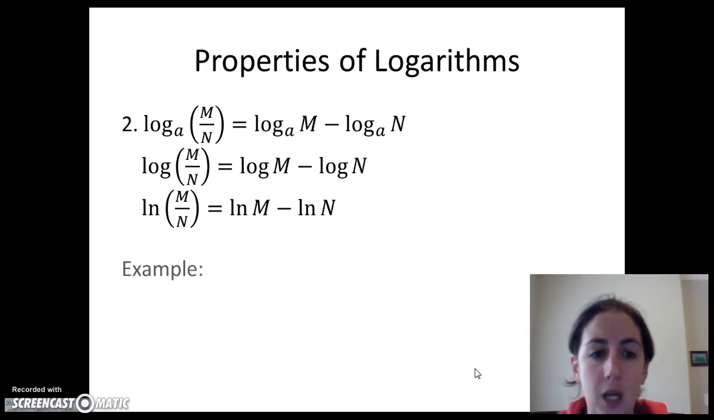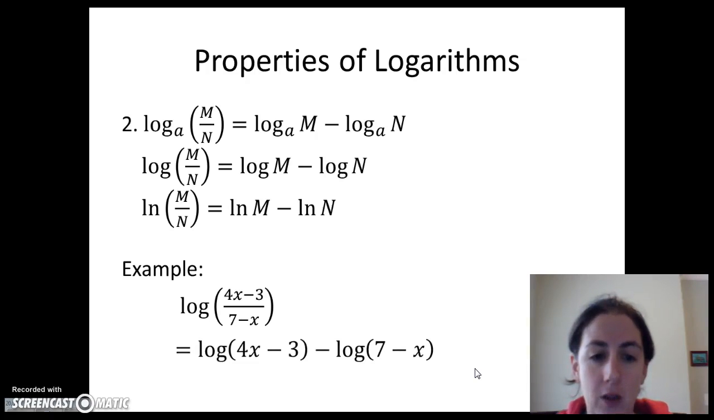For example, if we had the common log, log of (4x minus 3) over (7 minus x), we could break that up into two logarithms, the logarithm of the numerator, log of (4x minus 3), minus the log of the denominator, the log of (7 minus x).